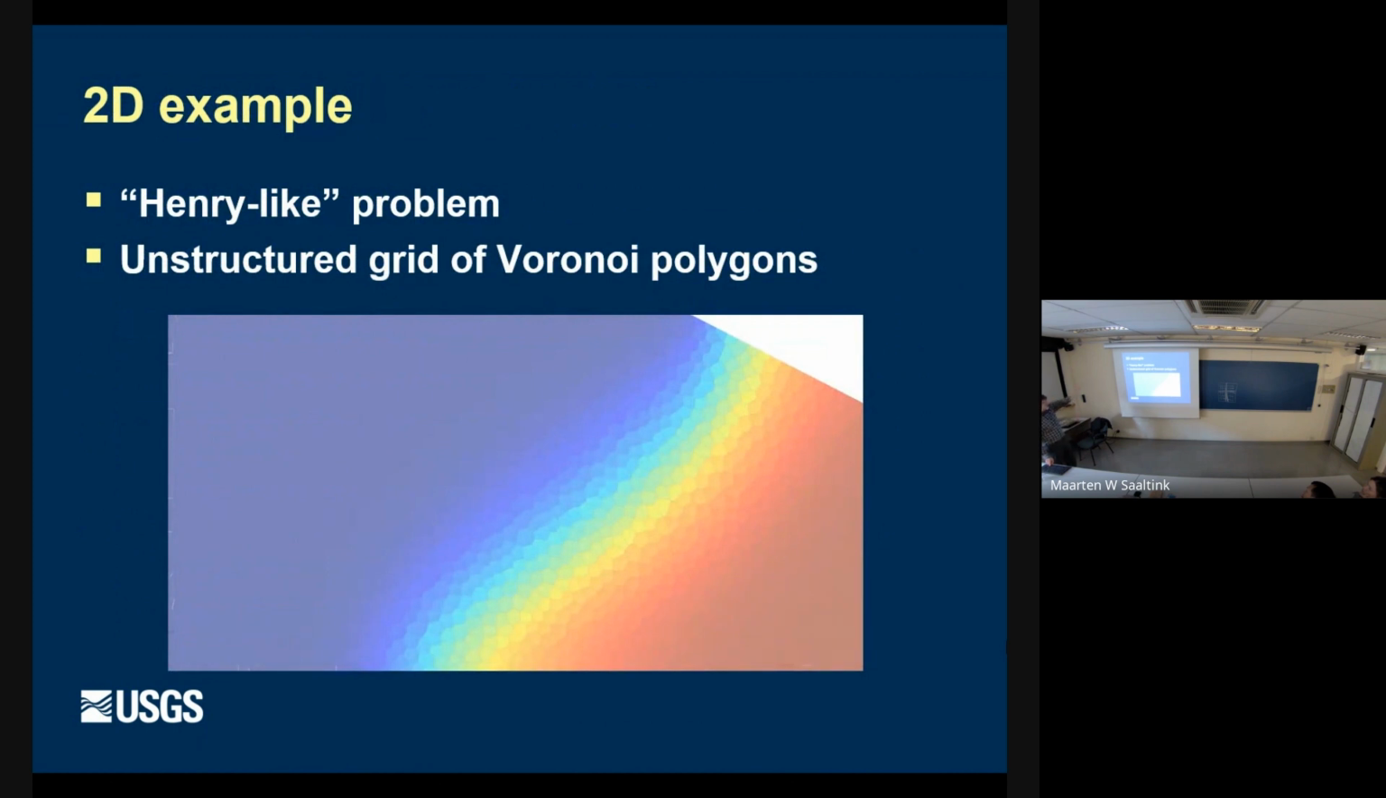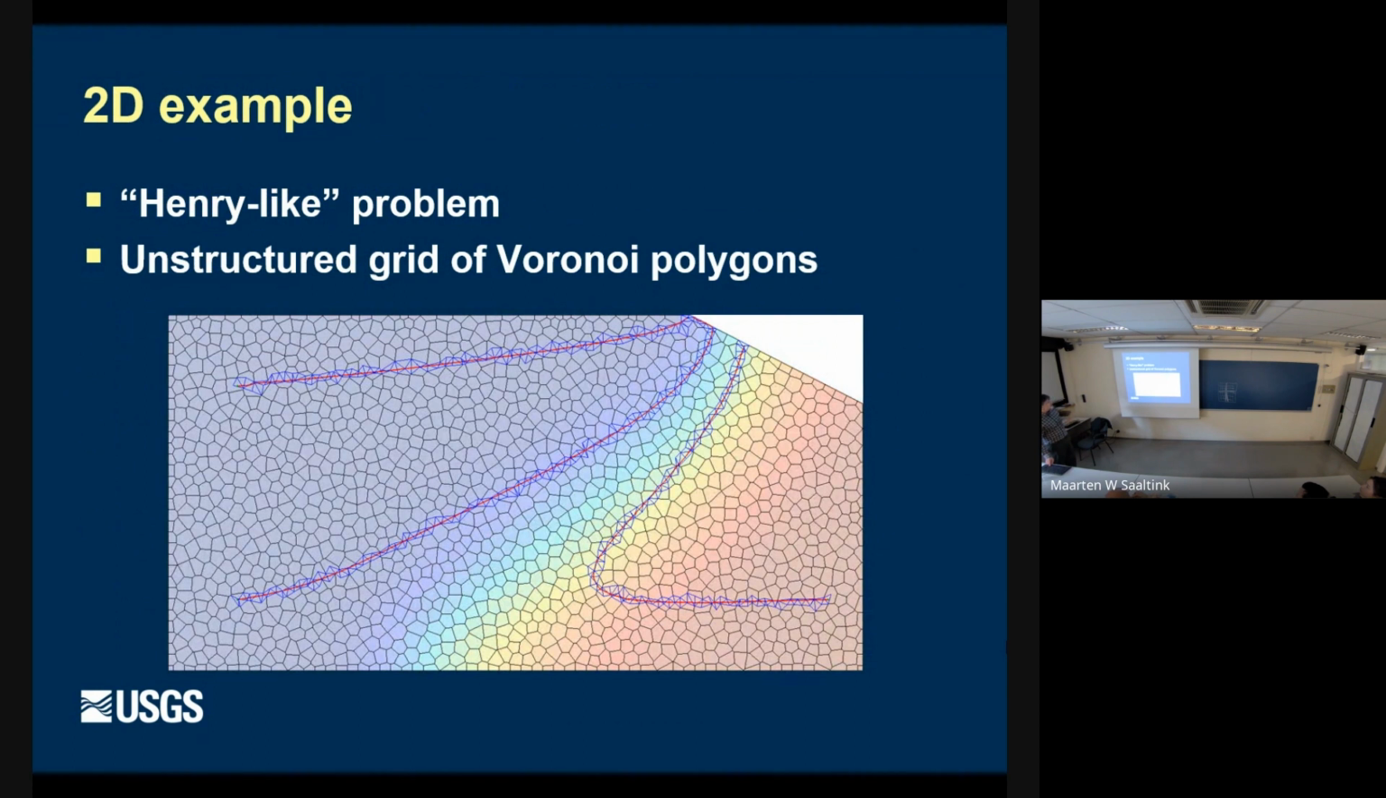So here's an example. Here's our Henry-like problem again. It's an unstructured Modflow 6 grid of Voronoi polygons, all different shapes and sizes. There's the diagram I showed you before with the triangular subcells. You can see these are the subcells that the track happened to pass through.